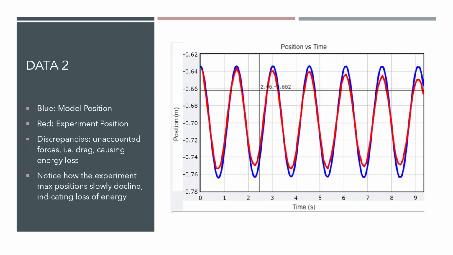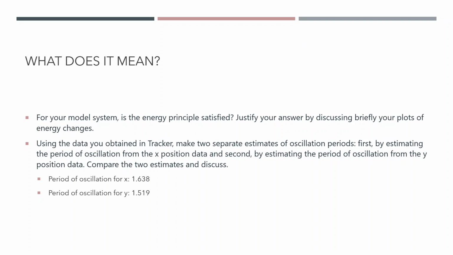And then with the data I've obtained from Tracker, I have two different oscillation periods. For my x, it's 1.638, and for y, it's 1.519. Basically, I just think this means that we're going to get two different spring constants for each direction, and it also means that we have two different amplitudes for each direction.